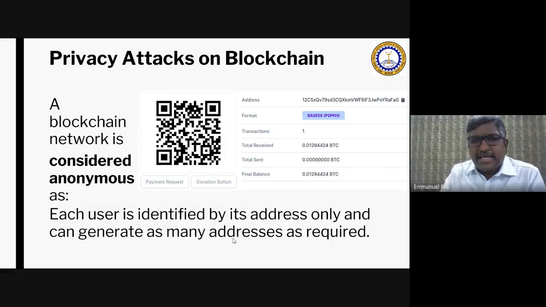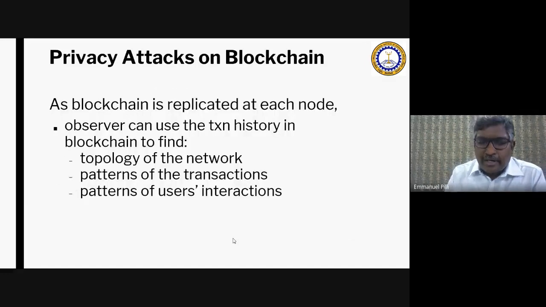A little bit of analysis can be done and you can be identified, though your name and address cannot be identified, but you will know some A is transferring to some B, C, D. You know, these people are regularly having transactions. That is a privacy issue, right, on the blockchain.